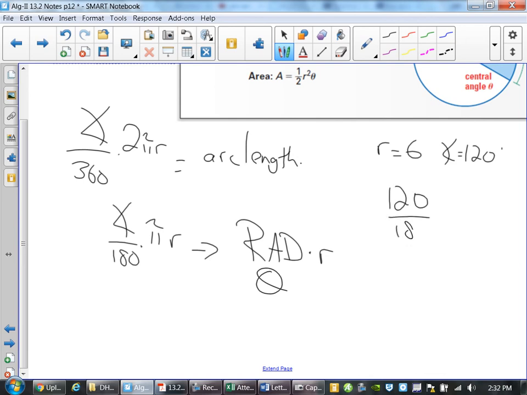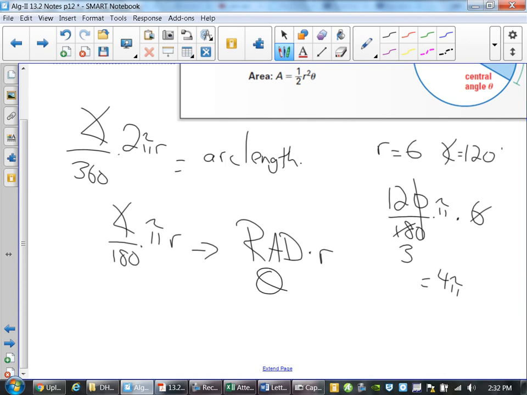120 over 180 times pi times 6. Now watch this. You're going to be happy. Zeros drop. 6 goes into 18 how many times? 3 goes into 12 how many times? 4. Your answer is 4 pi. Go to the next problem. You did this last year. You just didn't know you were converting things into radian. You just didn't know that's what you're doing.